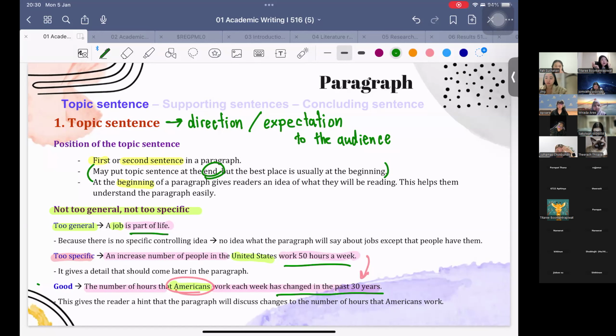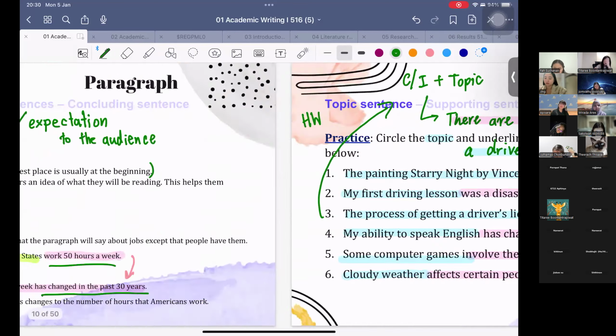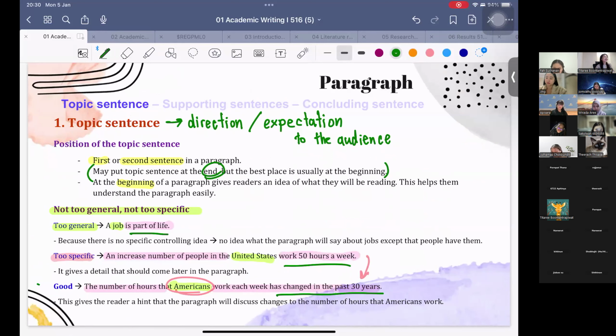So be cautious, be careful when you write a topic sentence. Make sure it's not too broad or too specific. Keep it so that it somehow gives a clear direction.